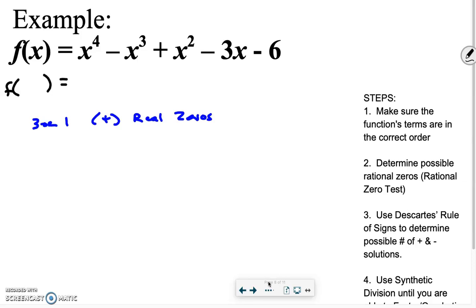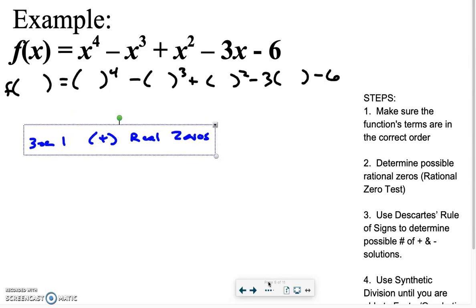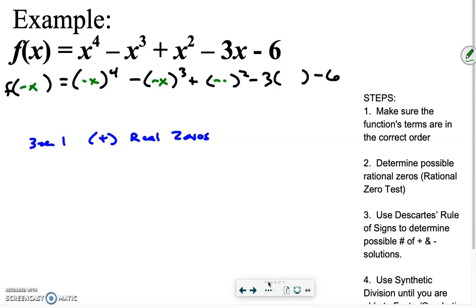Okay, so we're looking at x to the 4th minus x cubed plus x squared minus 3x minus 6. I'll give a little bit more space, so I'm going to shift this downward just a little bit. What we need to do is plug in a negative x everywhere that we saw an x, and then we're going to evaluate.